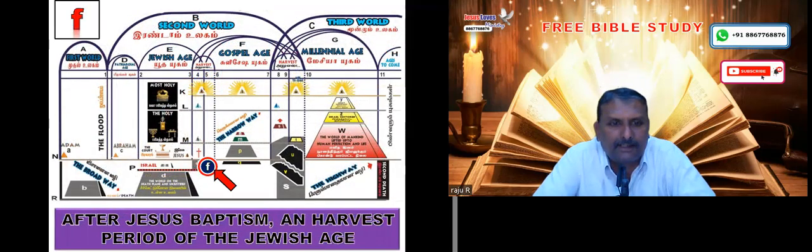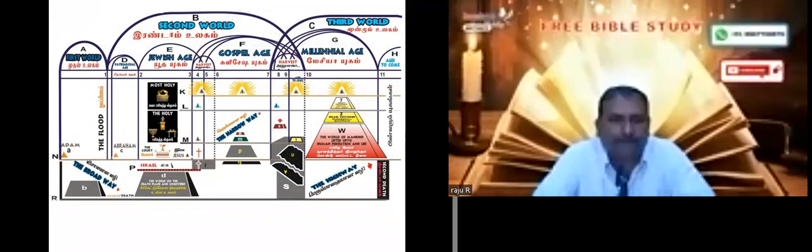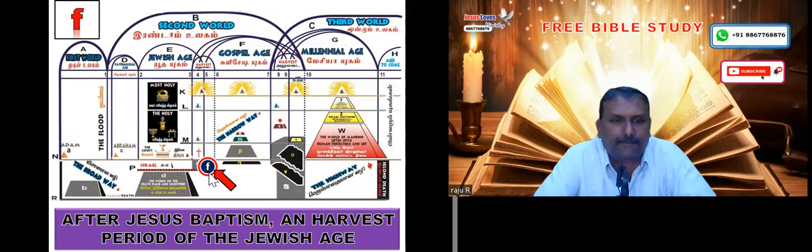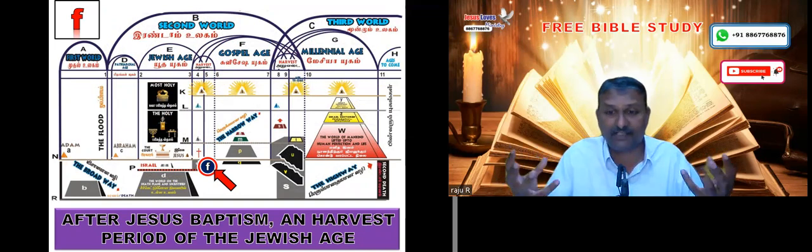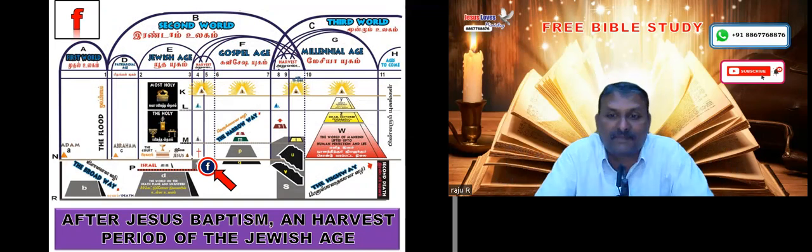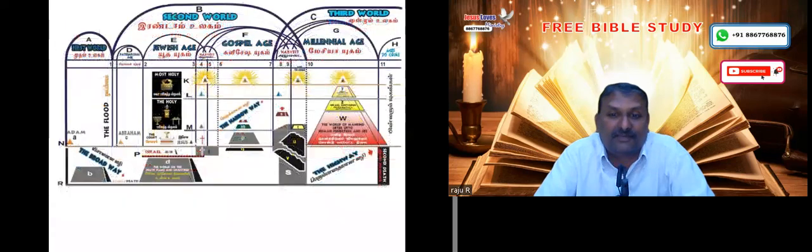Now, we can see here, F. What is this F? I'll show it again. Okay, brother, the ash color you can see. Yes, brother. Okay, this one, the dark ash portion, represents the harvest of the Jewish age and the burning of the chaff, not the tares, sorry. We see the harvest of the Jewish age, where wheat and chaff are separated and the chaff was burnt. So that represents the chaff.